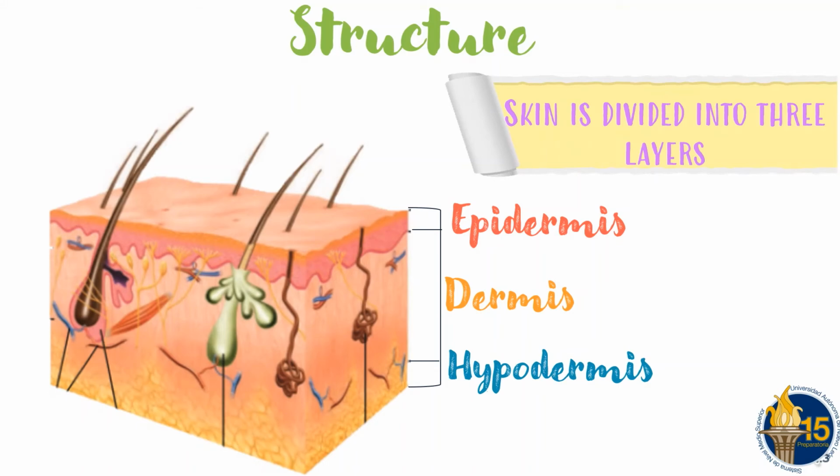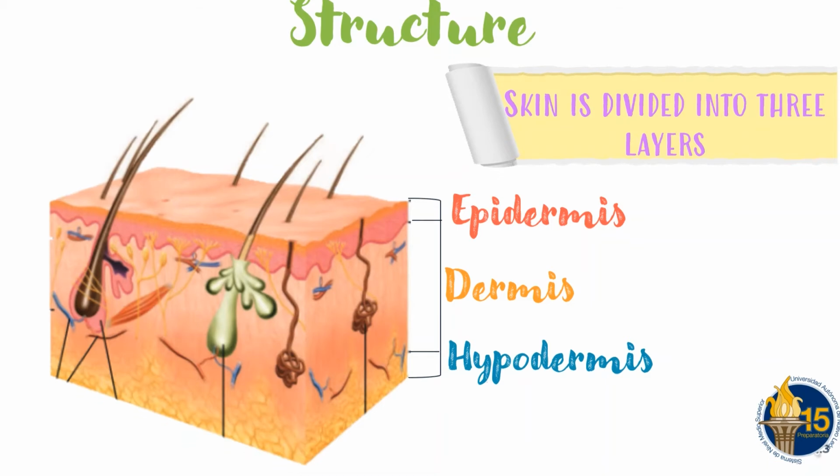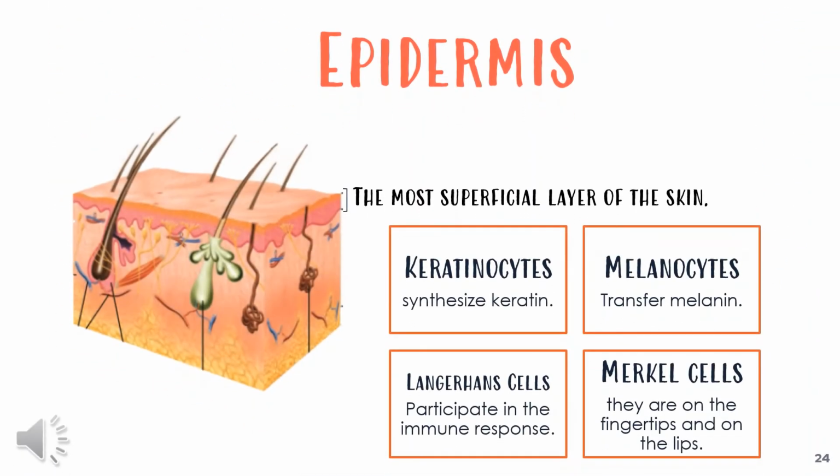Now we are going to talk about the structure of the skin. It's divided into 3 layers: epidermis, dermis, and hypodermis. Let's learn about them one by one. Epidermis is the most superficial layer of the skin that is in contact with the environment. There are 4 types of cells in the epidermis.